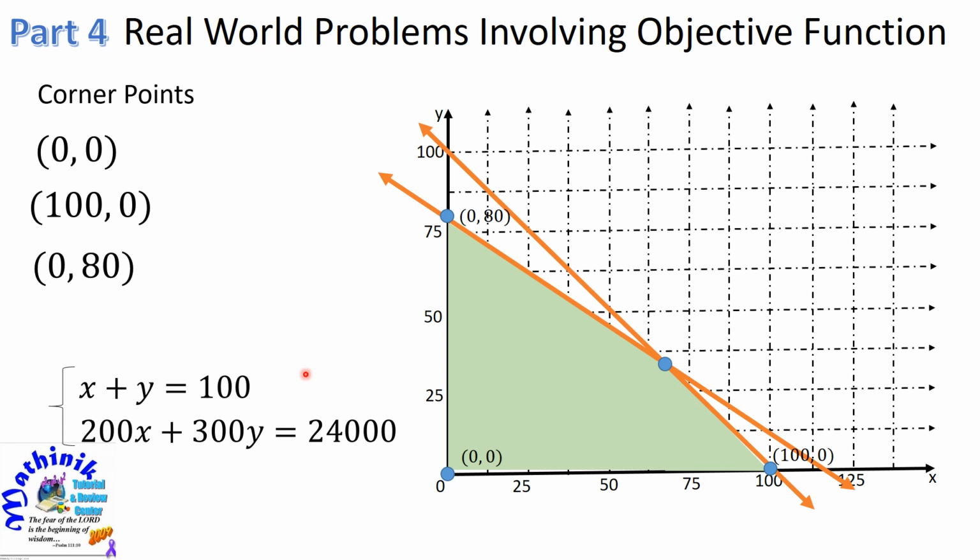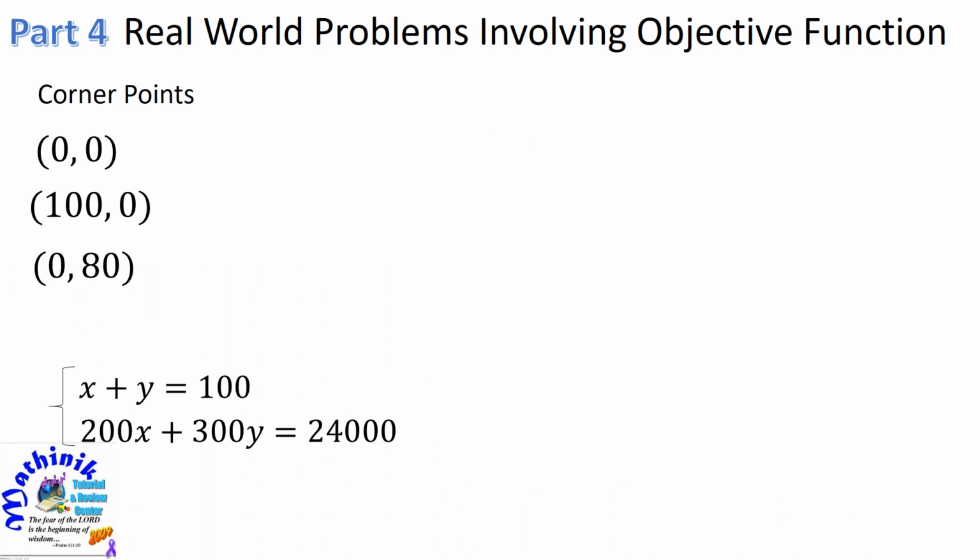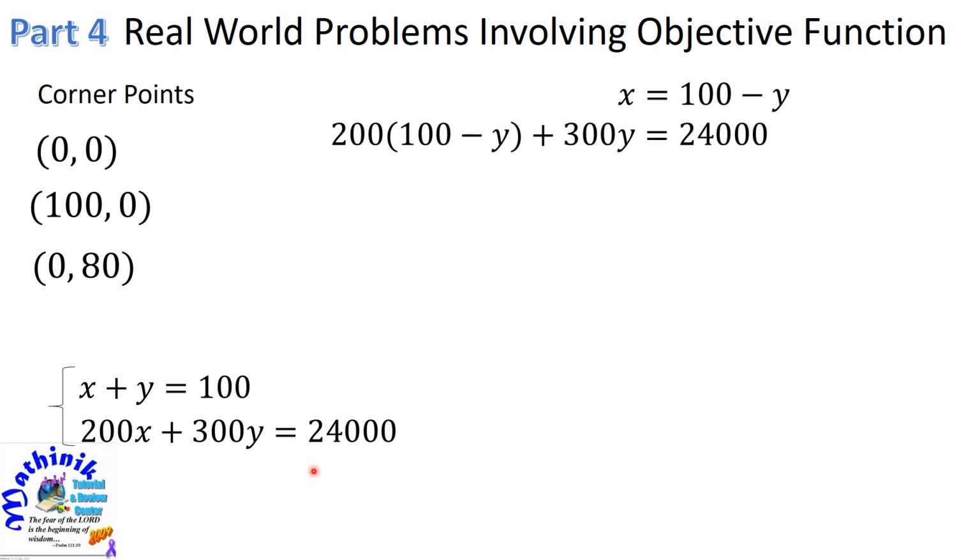Let's do that using x plus y equals 100 as our equation 1, and let us express x in terms of y. So that will be x equals 100 minus y from our equation 1. Then, since we have an expression for x, let us substitute this to x in our equation 2. From there, we will have 200 times (100 minus y) plus 300y equals 24,000. By distributive property, we get 20,000 minus 200y plus 300y equals 24,000.